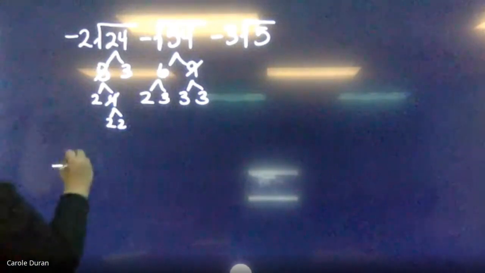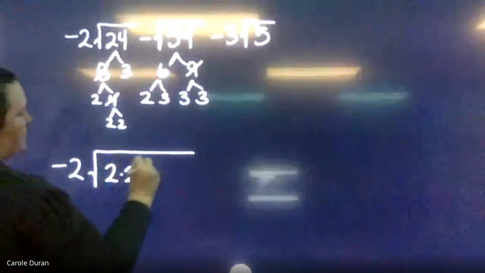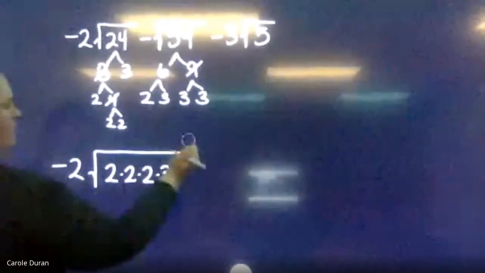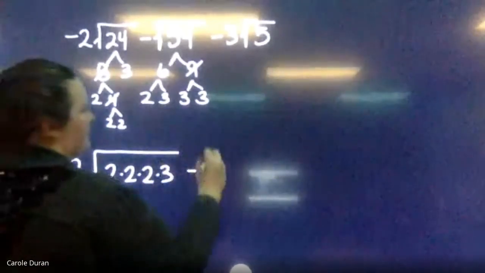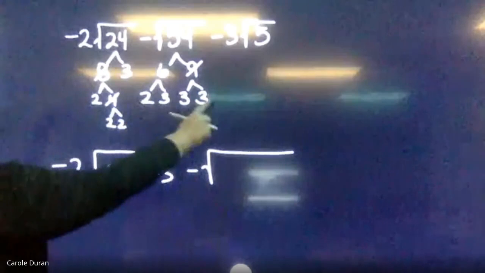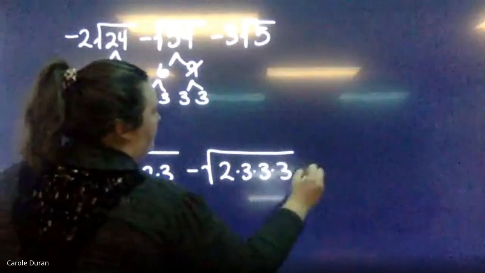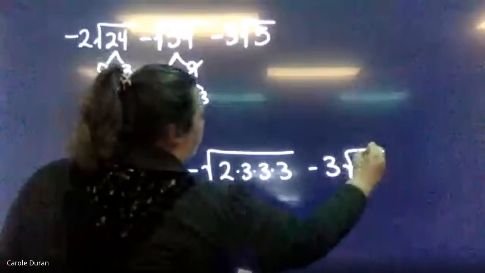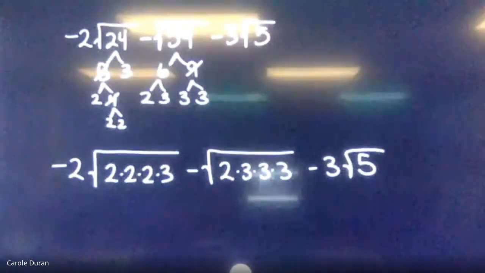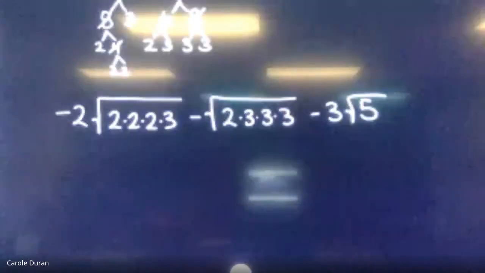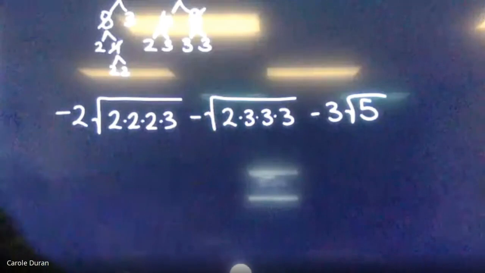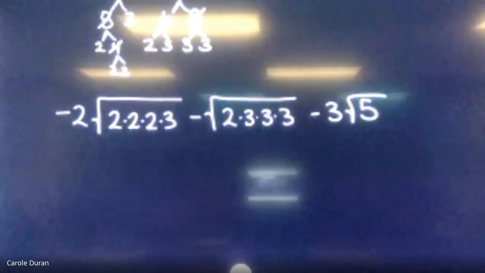So this becomes -2 times the square root of, I have 3 2's and a 3, minus the square root of 1, 2, and 3 3's, and then minus 3 root 5. Right? So I'm showing you another way of doing this. Now I need to simplify what's under the radical, so I'm looking for identical pairs of how many numbers?